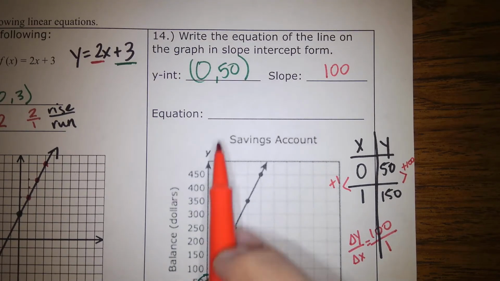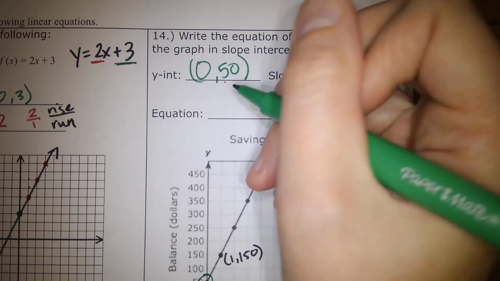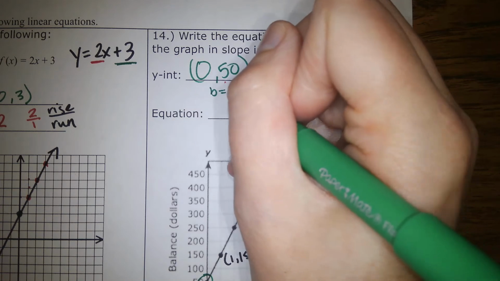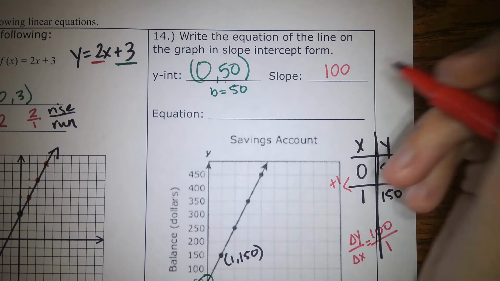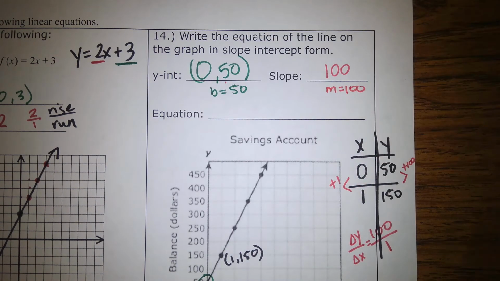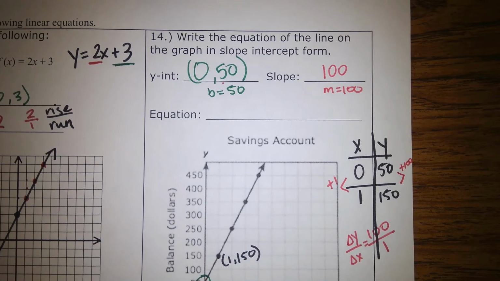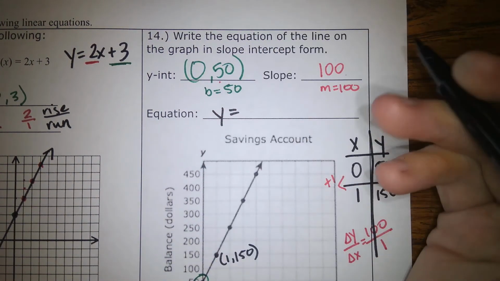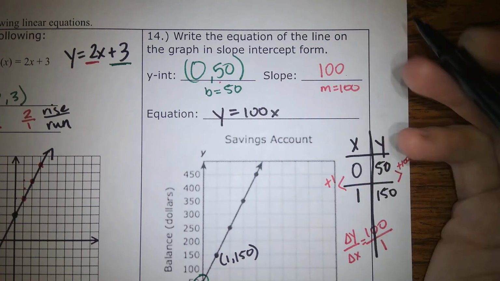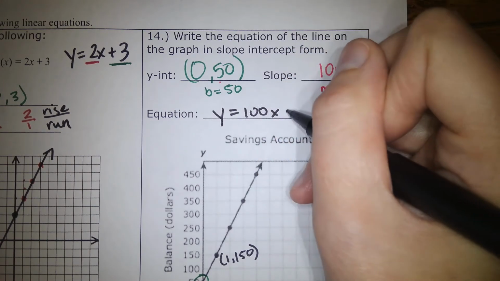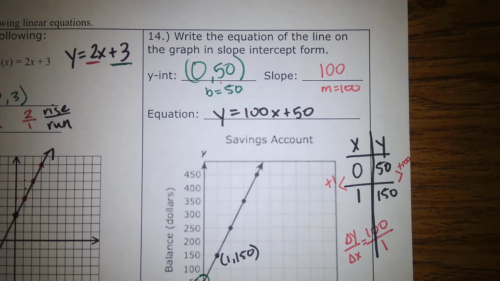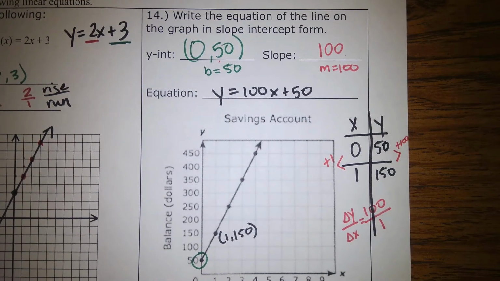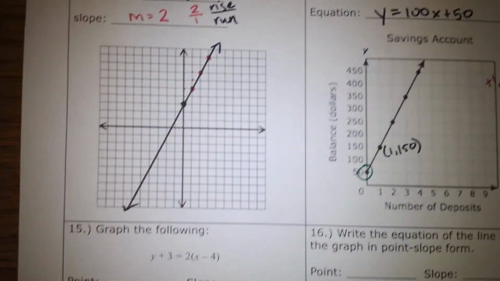So that means my slope is simply just 100. So if we have our y-intercept, which is 50, and we have our slope, which is 100, we can easily put this into y equals mx plus b. So we get y equals m, which is our slope, 100x plus b, which is 50. All right, y'all? So that is how we find the equation there.